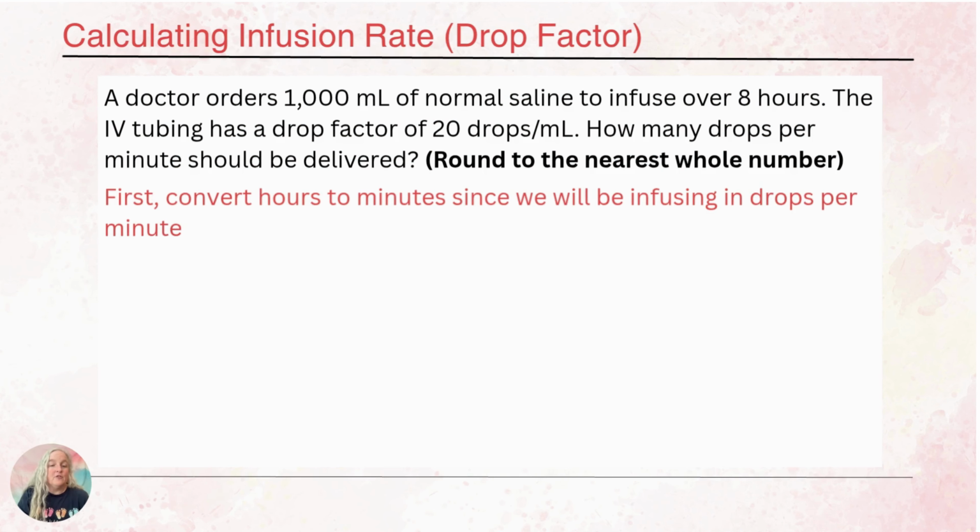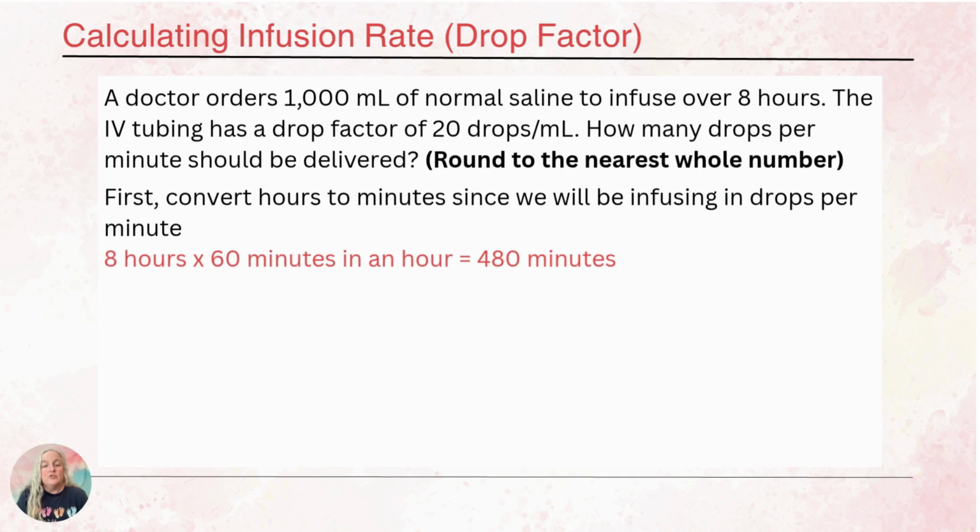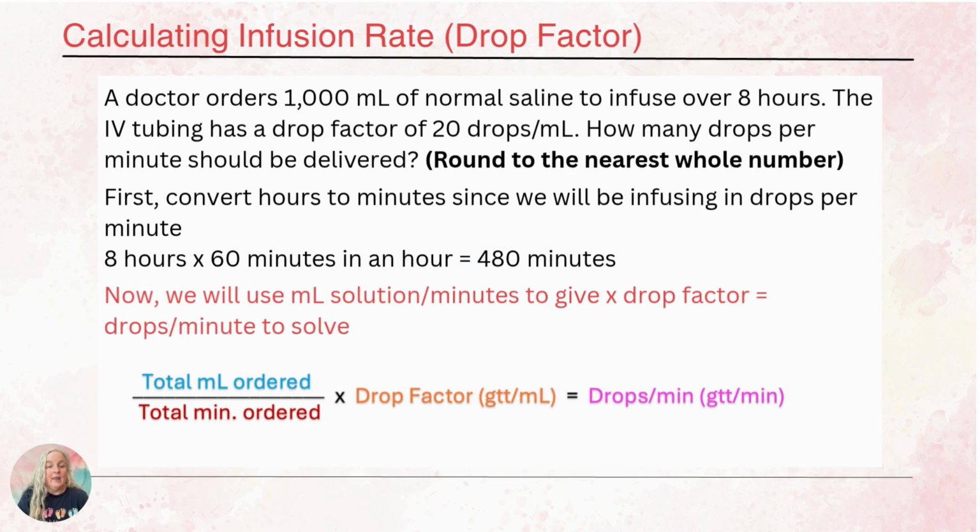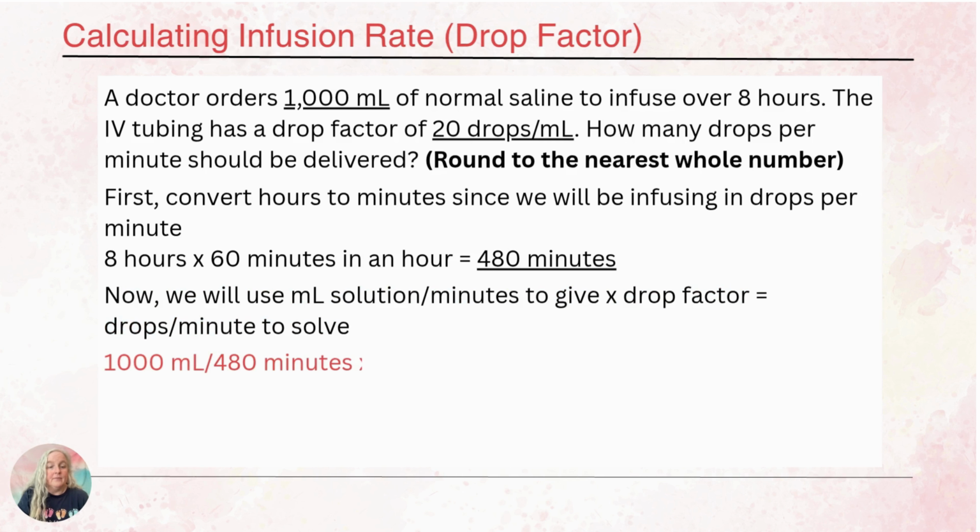First, we need to convert the hours to minutes since we will be infusing in drops per minute. So we wanted to infuse over 8 hours, so we will multiply 8 hours times 60 minutes in an hour and find that it will be 480 minutes. Now we will use milliliters of solution divided by minutes times the drop factor to find the drops per minute.